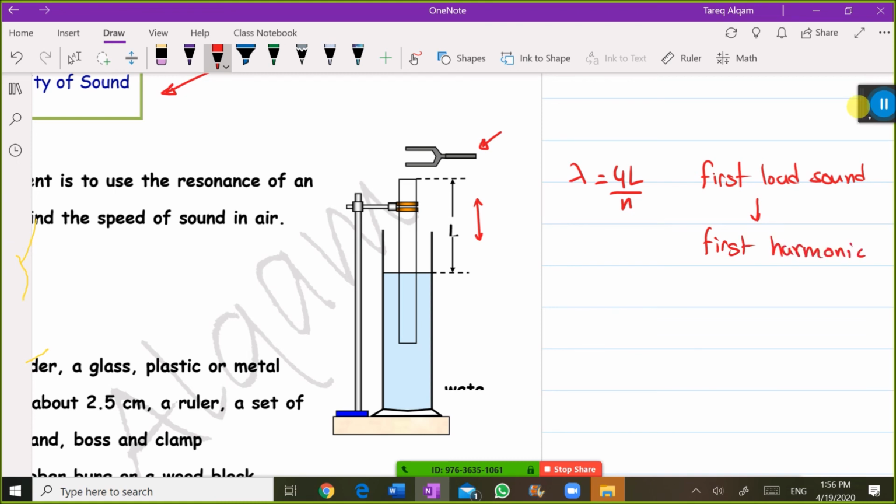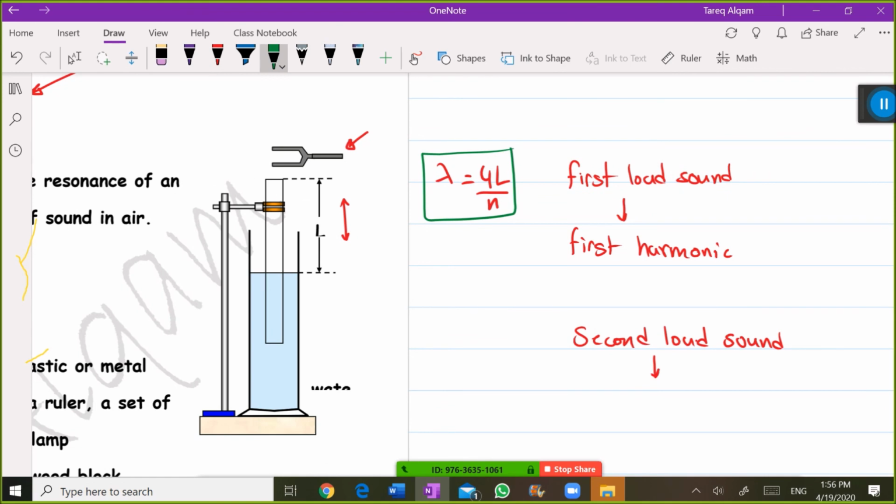Okay, what will the second loud sound be? We had this tube moved up and down until we heard a louder sound, right? Until we heard what? A louder sound. Now at a specific length we will hear the first louder sound at the first harmonic. Then where will the second louder sound be? The closed one-end tube does not show any even harmonics, so this will be the third harmonic and so on.